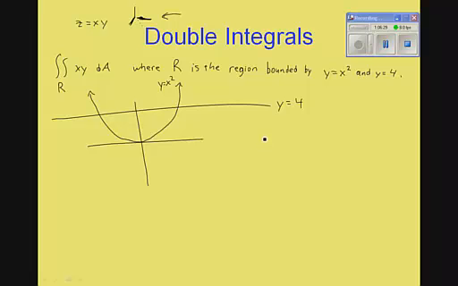What do you think I'm going to be most interested in here? Well, maybe these points of intersection, right? What are these? Okay, so we have (2, 4) and we have (-2, 4).